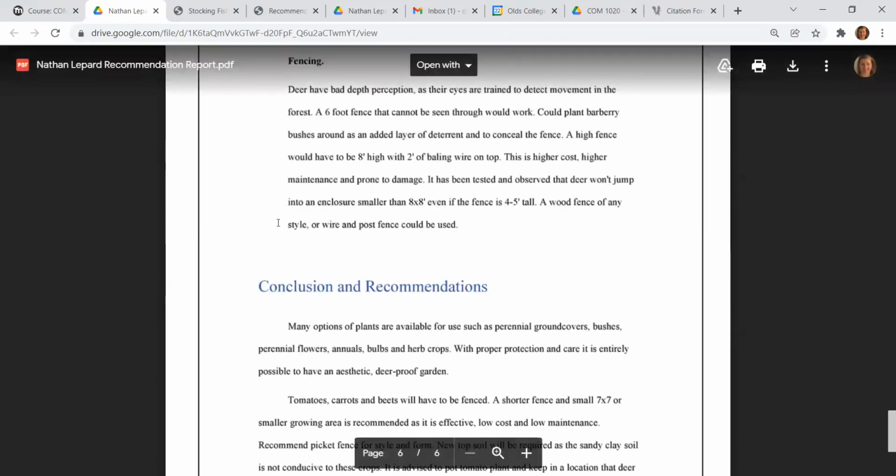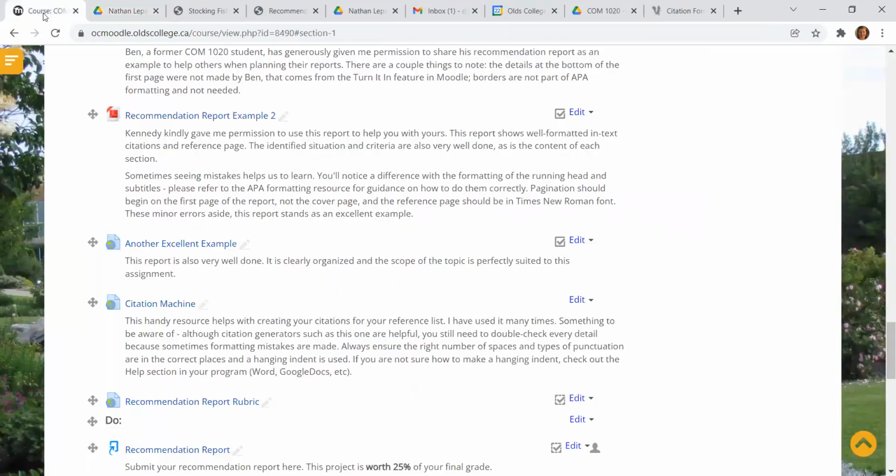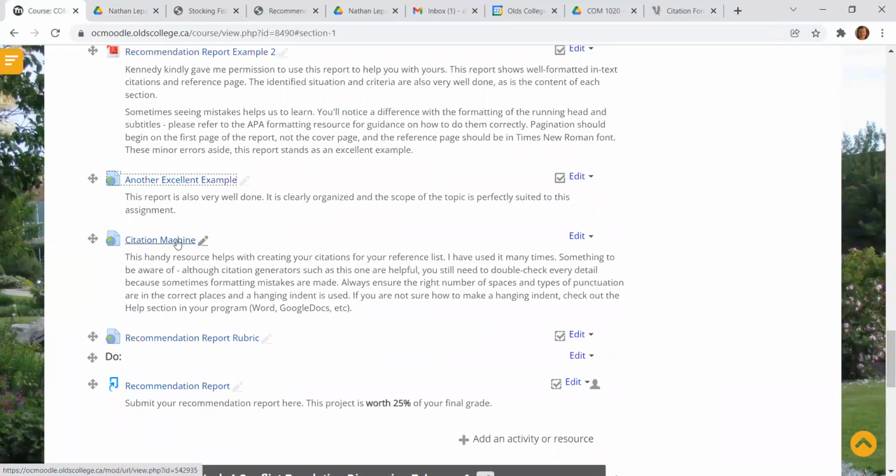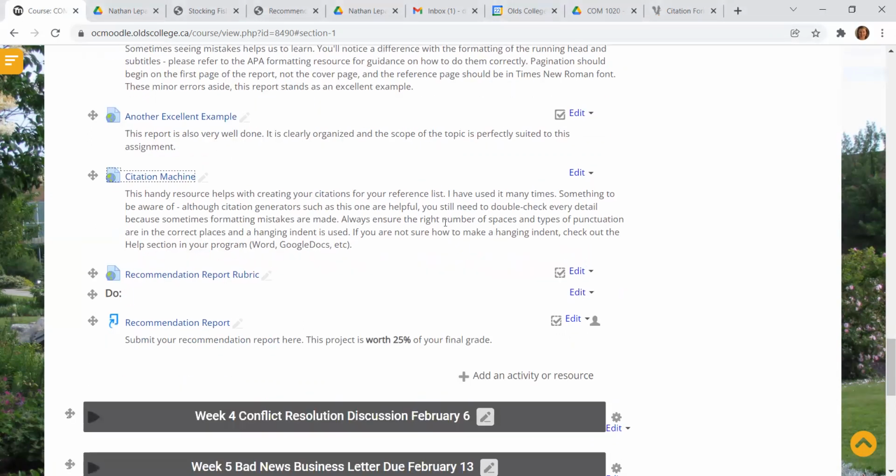This person had sent me their reference page in a separate document. Citation machine. I found this very handy when I was in university and doing my master's online. You can just put in a title of the web page, or you can put in a web address and it'll come up with citations for you that you can copy and paste over. Just make sure that you then adjust the font and spacing criteria.